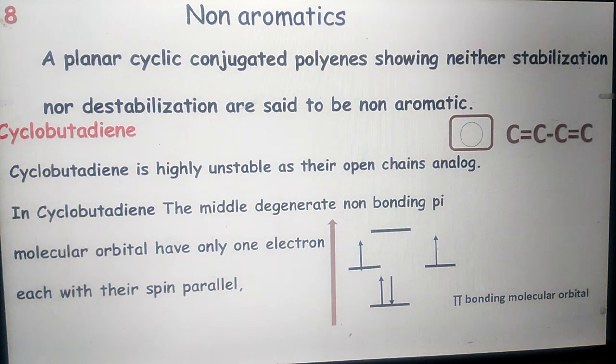Cyclobutadiene has two unpaired electrons and degenerate pi molecular orbitals. That's why it is considered non-aromatic, and this is an open shell structure.